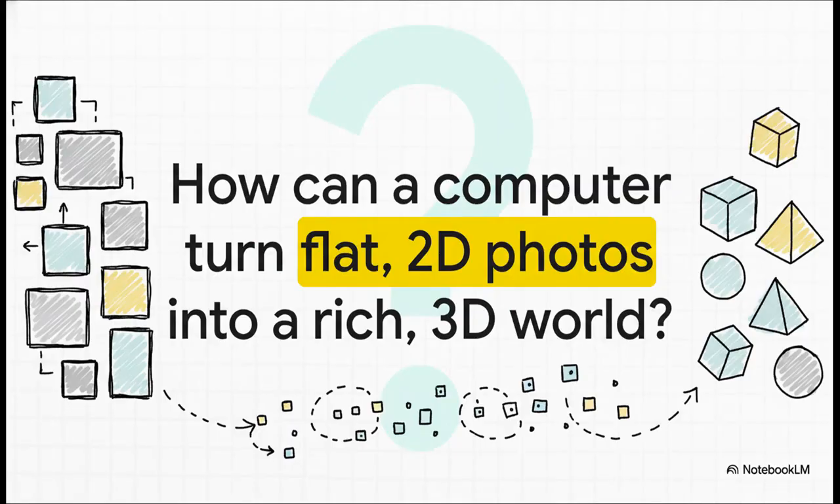So that's the big question, isn't it? How in the world does a computer go from just a bunch of flat 2D pictures to actually understanding the shape, the distance, and the layout of the real world? Well, as you're about to see, this whole amazing journey begins with something tiny, a single pixel.